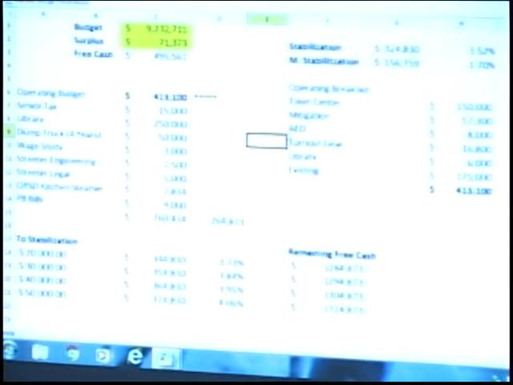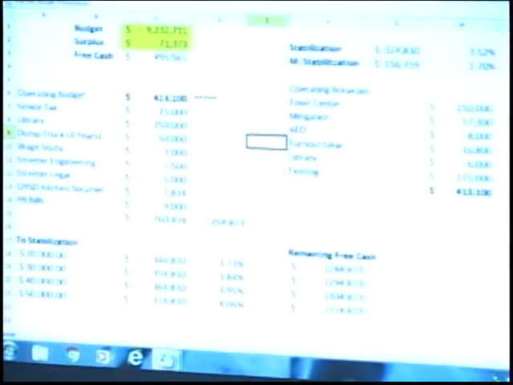Okay, what would you like to start with? How about we start with the additional manpower? Yes, right to the big one. I have some notes here, some kind of major points there.